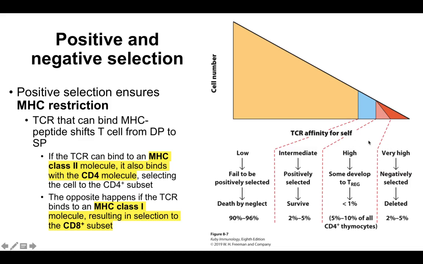Some of the highly reactive will become Tregs, so they'll be important for having tolerance in the periphery. Some of them that bind with an intermediate affinity will survive, those will be the ones that get positively selected for and kept. And the ones that don't bind well at all will die by neglect. And that is the majority of the T cells do end up dying. Over 90% of them do.